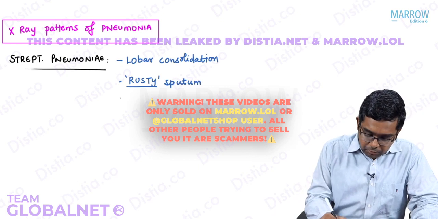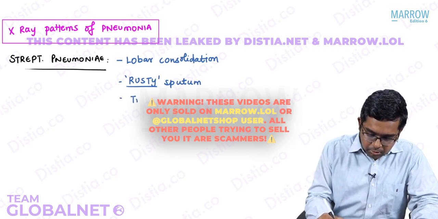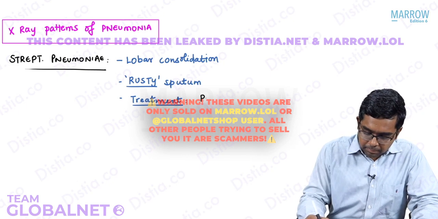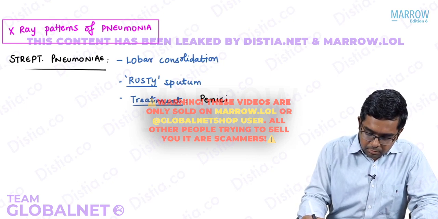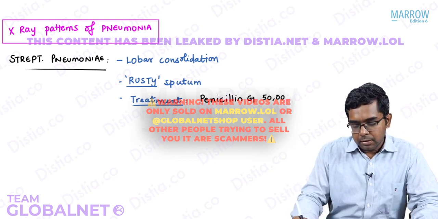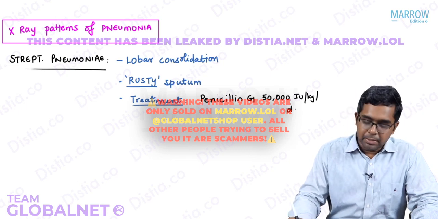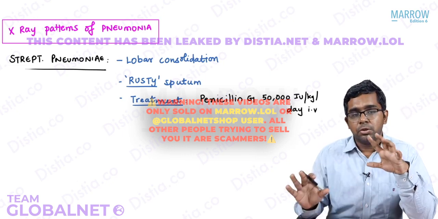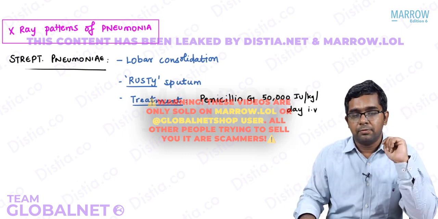Okay, and if you detect Streptococcus pneumoniae, what do you think should be the treatment? The treatment should be administration of penicillin G, at the dose of 50,000 international units per kg per day. It is usually given intravenously. That is the usual treatment for a Streptococcus pneumoniae infection.